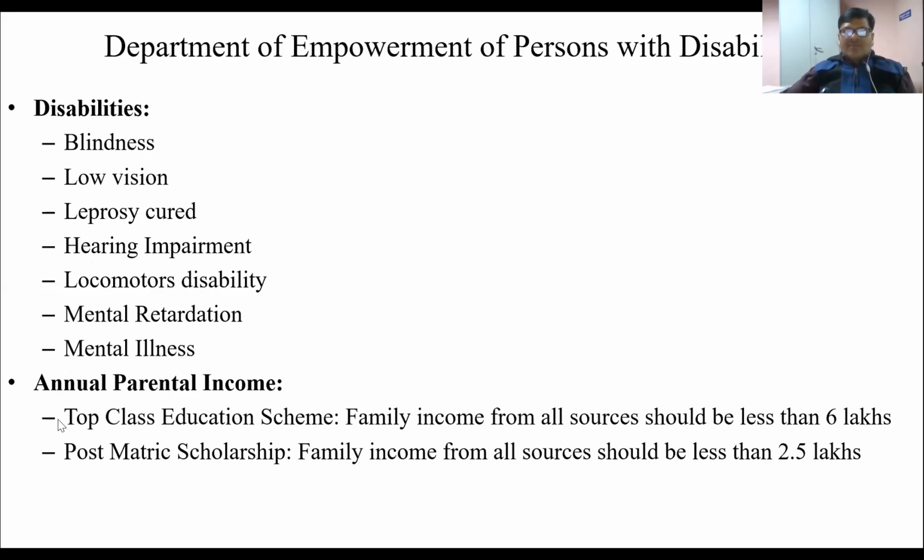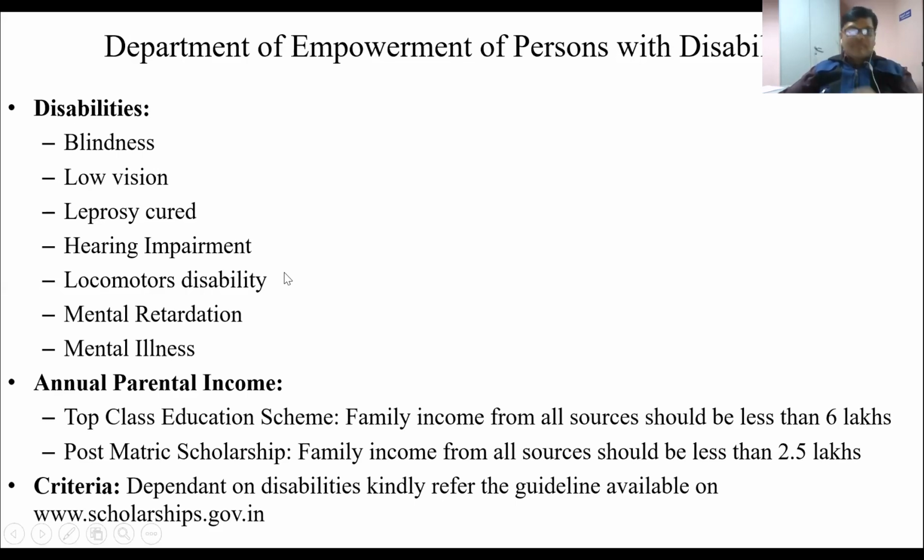For the Top Class Education Scheme under this scholarship scheme, the family income should be less than 6 lakhs. And for the post-matric scholarship, the family income from all sources should be less than 2.5 lakhs. So these are some income details that need to be taken care of. For criteria dependent on the disabilities, kindly refer to the guidelines available on the scholarship portal, that is www.scholarships.gov.in.